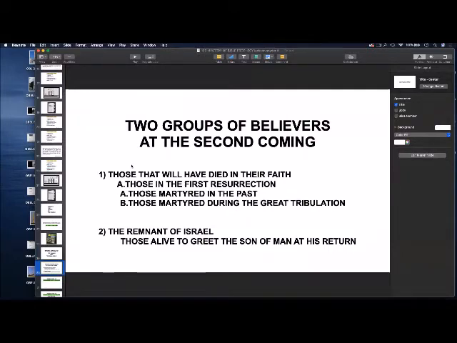Basically, there'll be two groups of believers at the second coming. The first group of believers are those that will have died in their faith, those that are going to be in the first resurrection. Obviously, these are those individuals that have been martyred in the past. But what people don't think of is that this includes those that are going to be martyred in the future, all the way up to the end. The second group are those that are going to be alive to greet the Son of Man at his return. And these individuals are recognized in the Bible as the remnant of Israel.